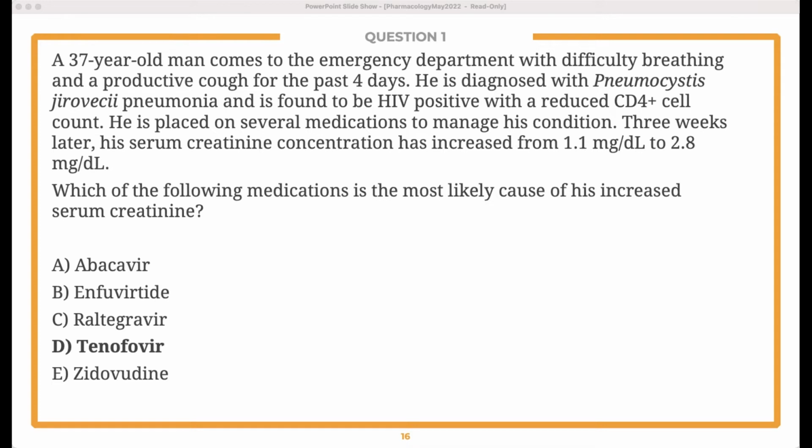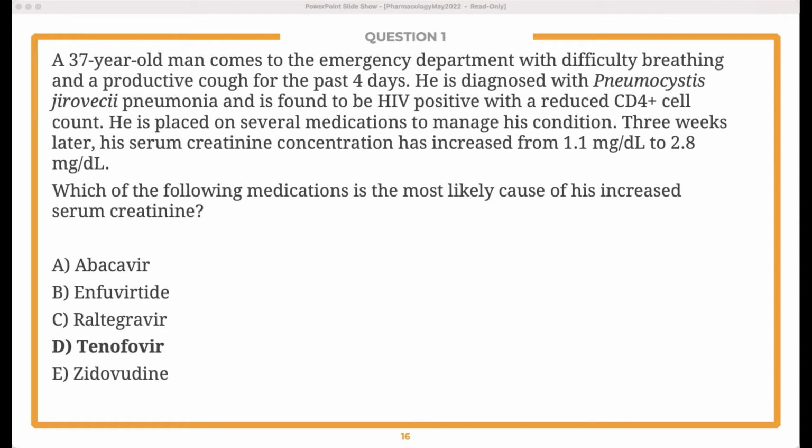So tenofovir and atazanavir are associated with nephrotoxicity, specifically with proximal tubular injury, or Fanconi syndrome, as well as acute kidney injury, which will then cause this rise in serum creatinine. Now, some other side effects associated with tenofovir are reduced bone density, nausea, and headache. So if you want to go a little further, some other side effects of that medication are bone density loss, reduced bone density, nausea, and headache.